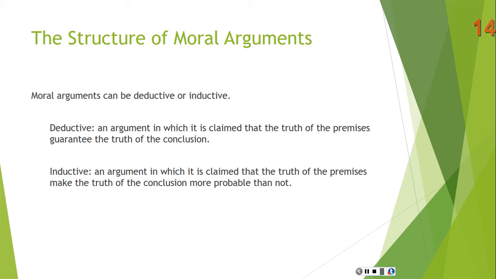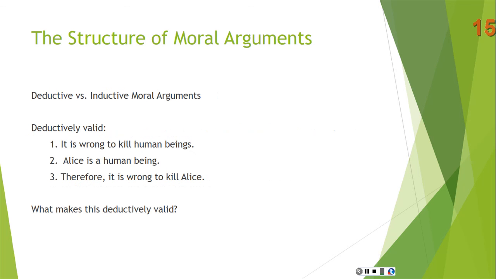Okay, remember that a deductive argument is an argument in which it is claimed that the truth of the premises guarantee the truth of the conclusion. And an inductive argument is an argument in which it is claimed that the truth of the premises make the truth of the conclusion more probable than not. Well, a moral argument can be deductive or inductive. Let me show you how.